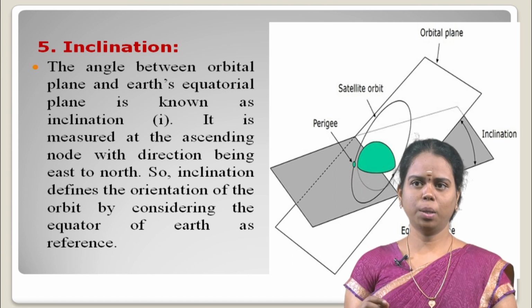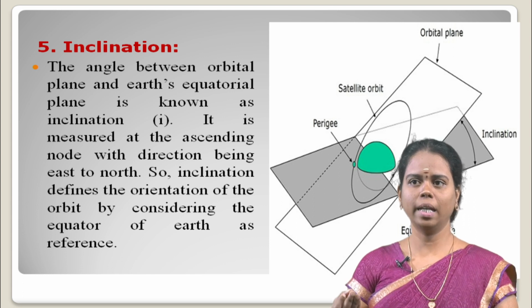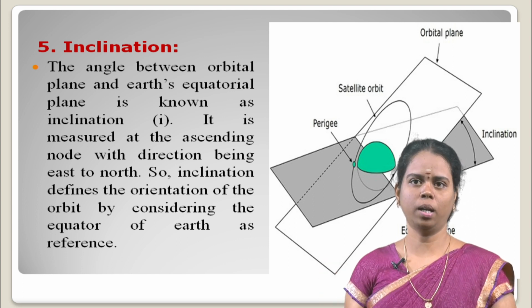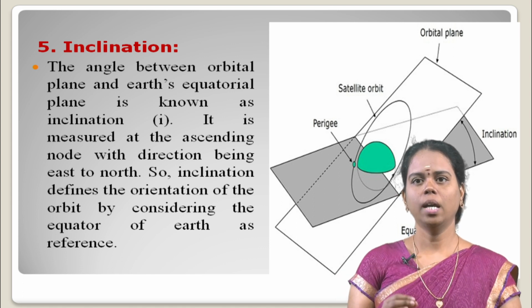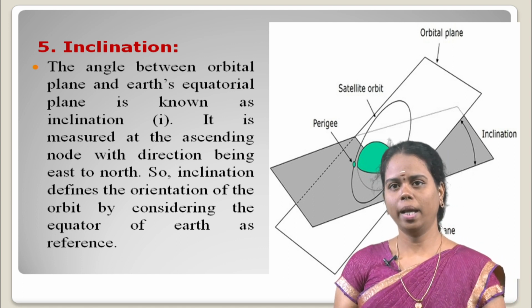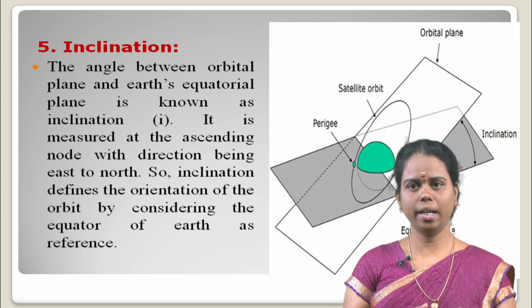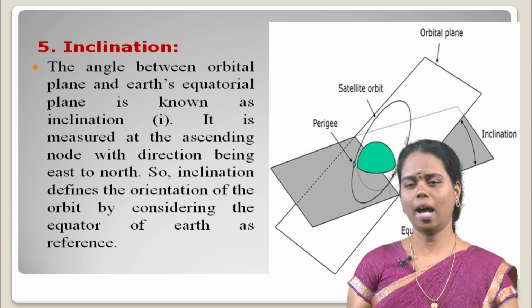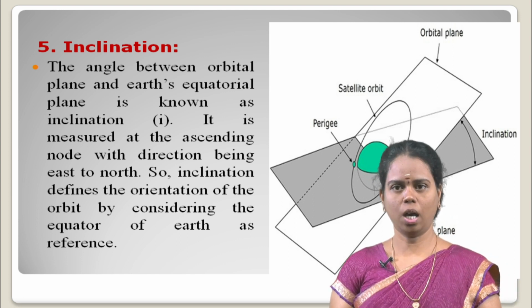What is the inclination point? Perigee, satellite orbit, equatorial plane, inclination and the orbital plane. The base of the orbital plane is the inclination point. The angle between the orbital plane and the Earth's equatorial plane is known as the inclination. It is measured at the ascending node, with the direction being east to north.